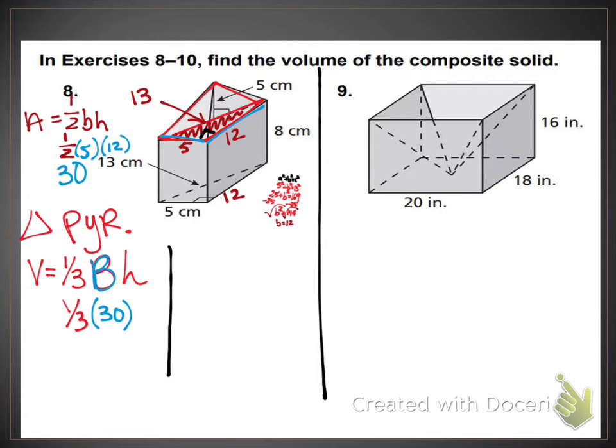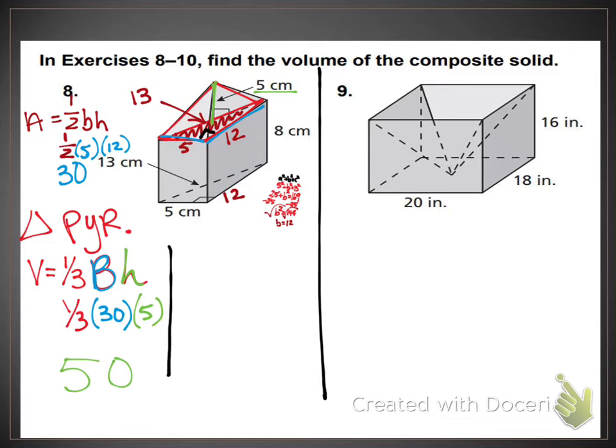And then what is the height of the pyramid? It is not 8. It is 5. Okay, what's 1/3 of 30? 10 times 5 is 50. So that's the volume of the first shape.